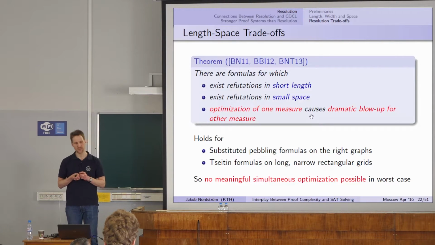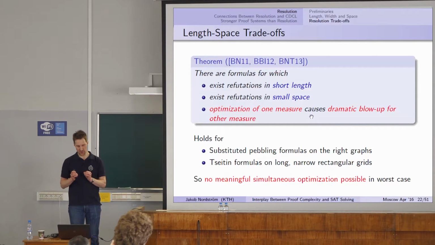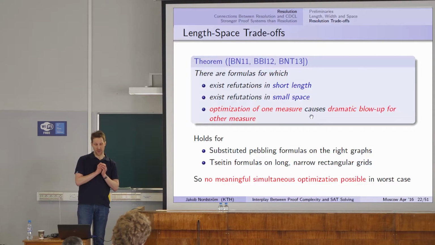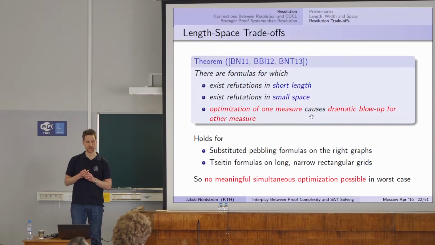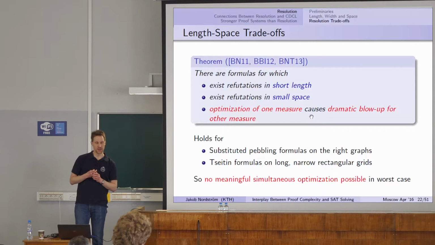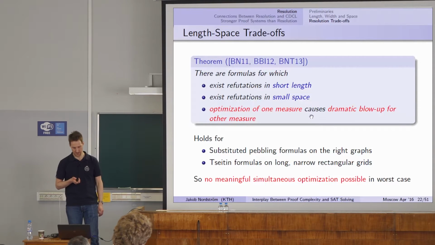So there are formulas for which there are short refutations, and there are space-efficient resolution refutations. But if you try to optimize space, for instance, then the length can blow up super-polynomially or even exponentially. Okay, so what this tells you is that when you're doing your SAT solving, be careful when you optimize, because you might be optimizing too much.